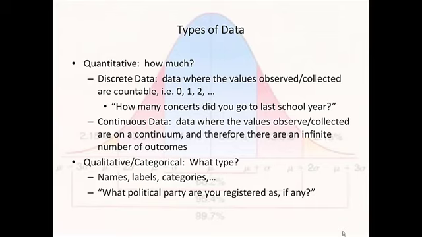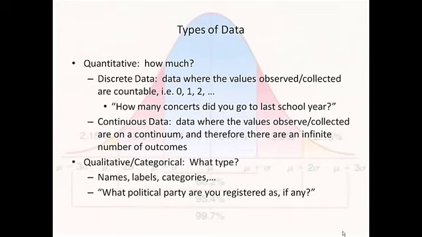Versus continuous data, which would be how tall are you, depending on how accurate your measurement is. You could accurately measure something out to microns if you needed to. So that's considered continuous data. There can be an infinite number of measurements in that case, which can get pretty tricky if you really think about it, depending on the precision of your instruments.